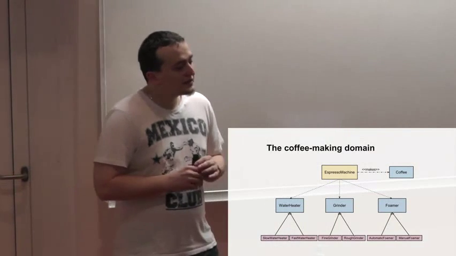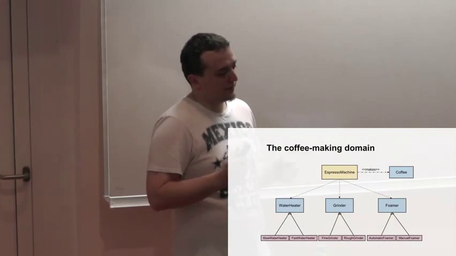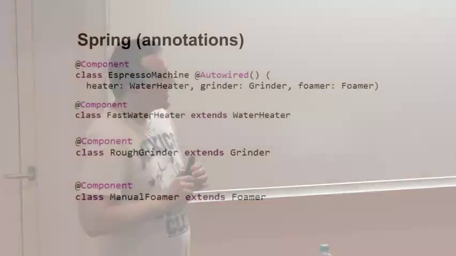Those are interfaces, and each one has two different implementations. The differences of those implementations are not important. Just sometimes you want to choose which one you want to use. And the espresso machine makes coffee, so that's the product we want to make. So let's start with a first example.